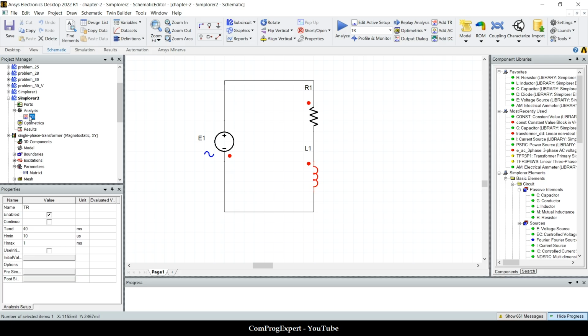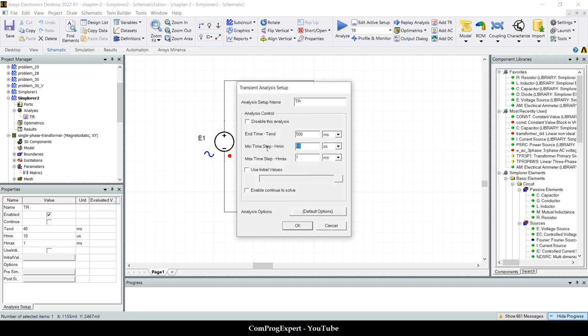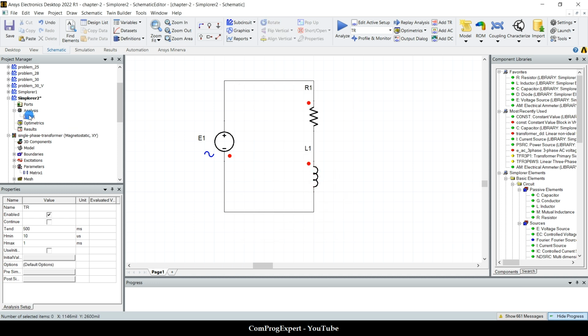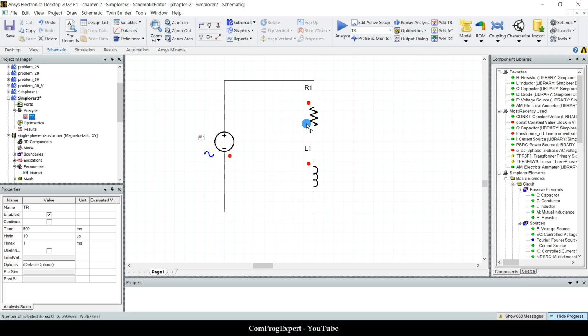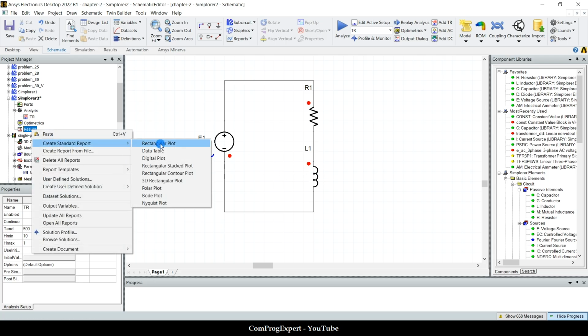Here we have this transient solver. Here is the minimum time step, maximum 1 millisecond, and the stop time. Let's set it 500 milliseconds, 0.5 second. So analyze. Yes, this is not a complex problem. You solved it in the electric circuit course. Yes, we have a sinusoidal voltage, we have a resistor and inductor here, so we should have a transient for the inductor current.